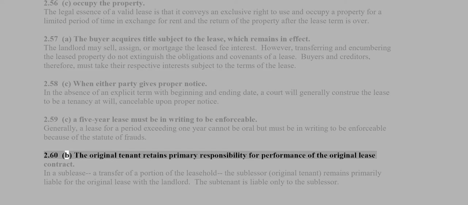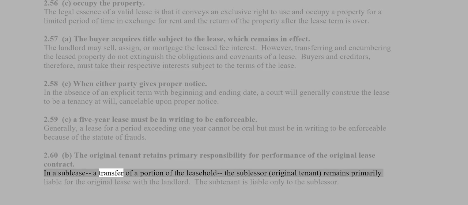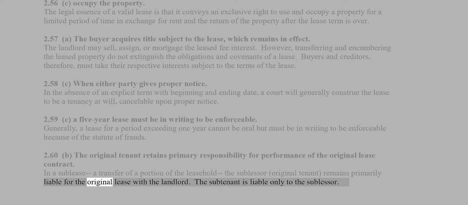2.60 B. The original tenant retains primary responsibility for performance of the original lease contract. In a sublease, a transfer of a portion of the leasehold, the sublessor, original tenant, remains primarily liable for the original lease with the landlord. The subtenant is liable only to the sublessor.